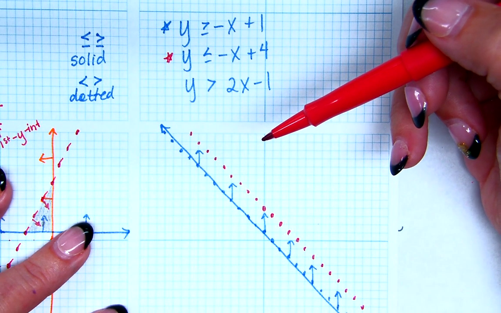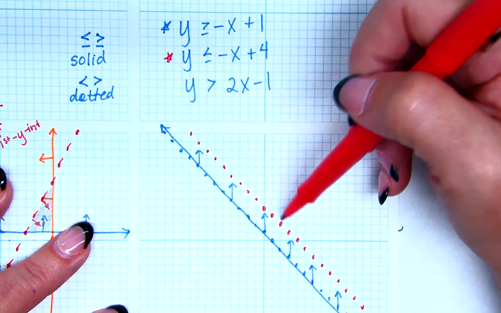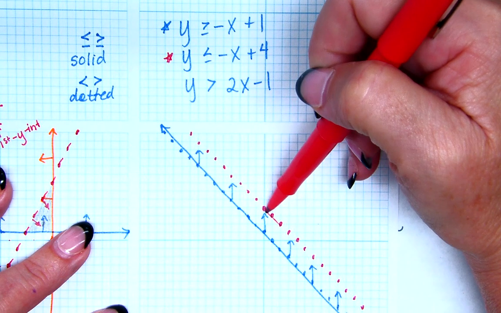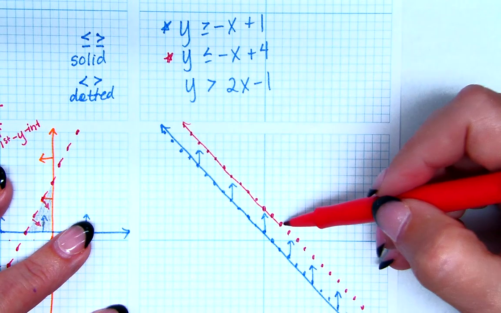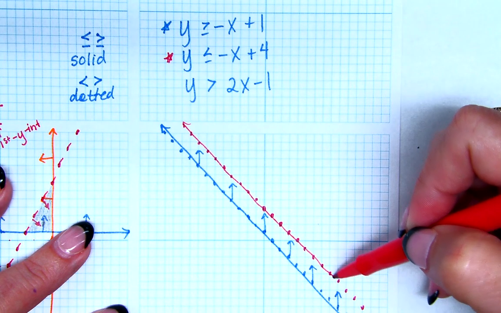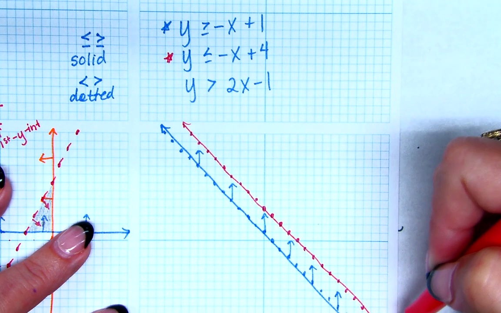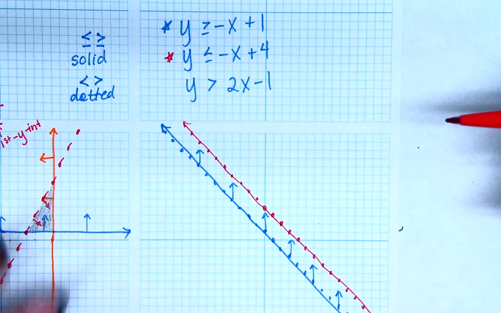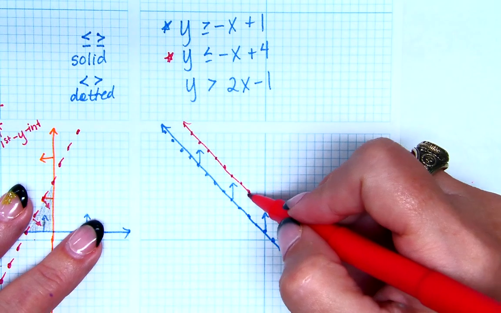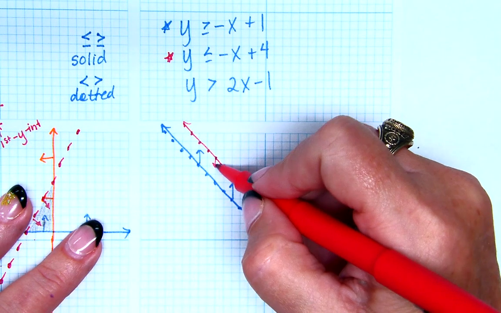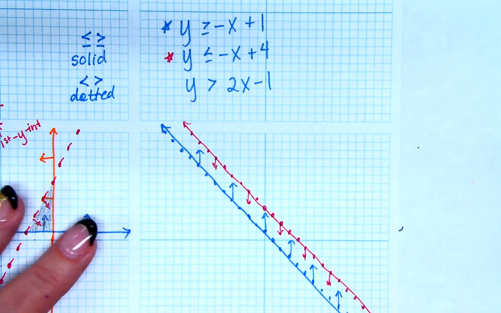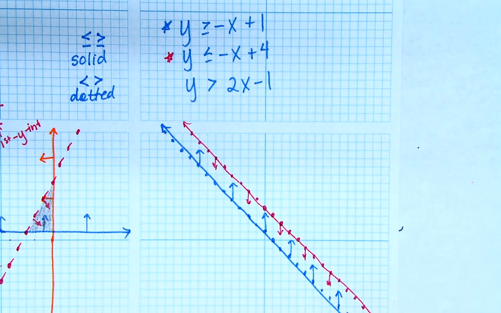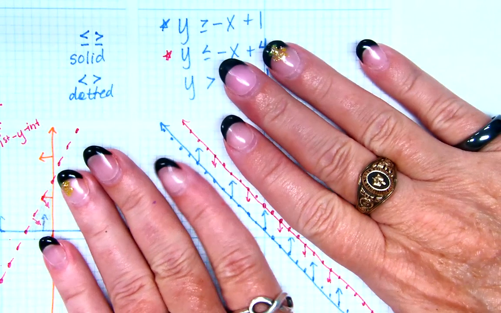Is it solid or dotted? Solid. Okay. You shade below, shade it down, because it is less than. Okay. So far the only place my solution can be is right there, right?